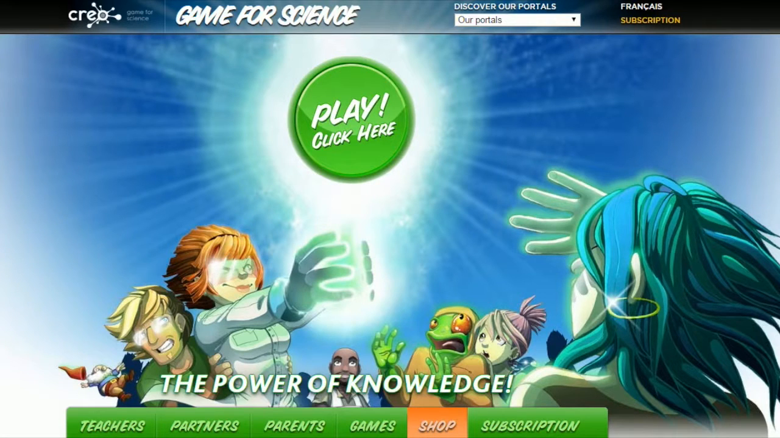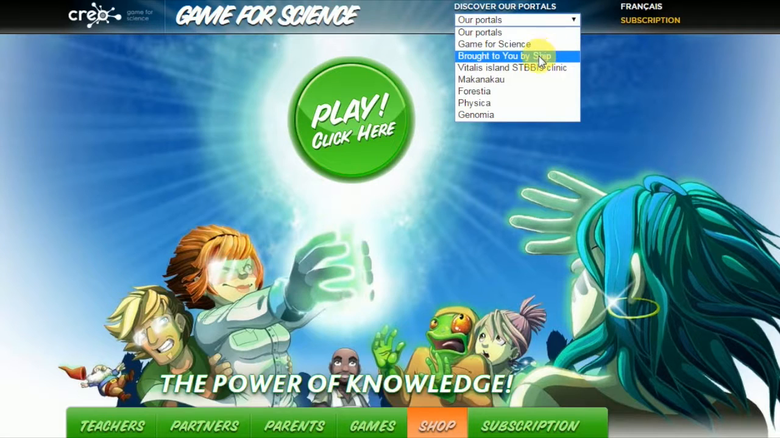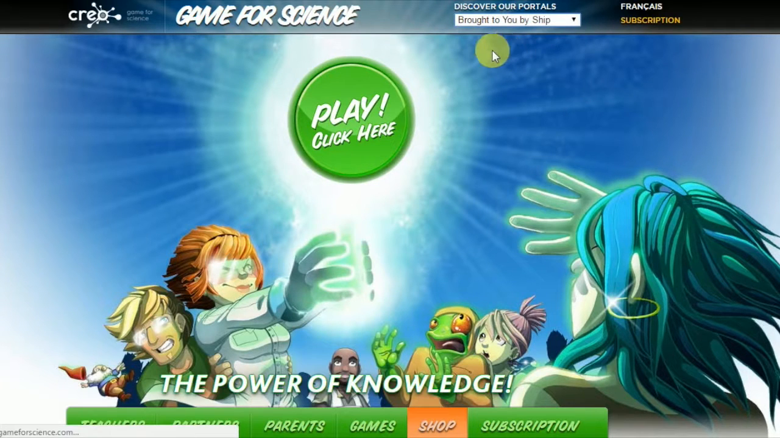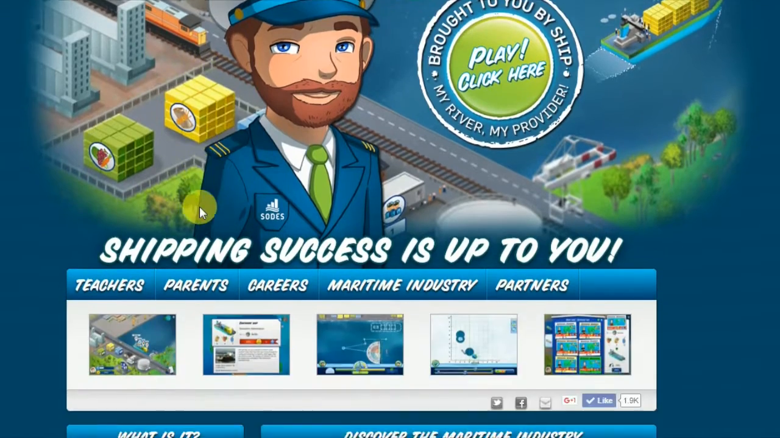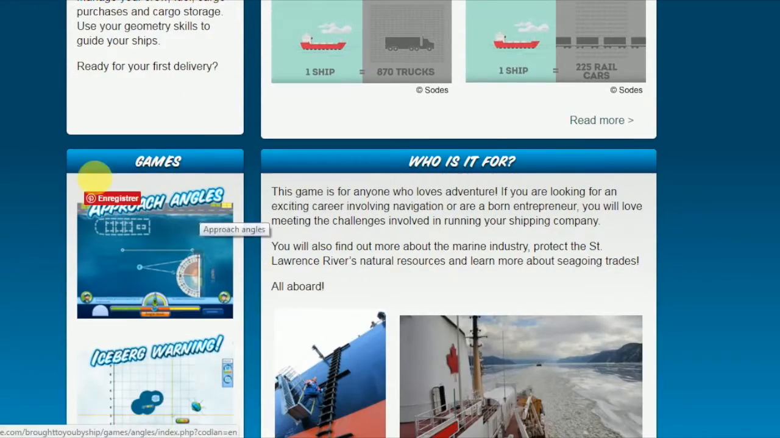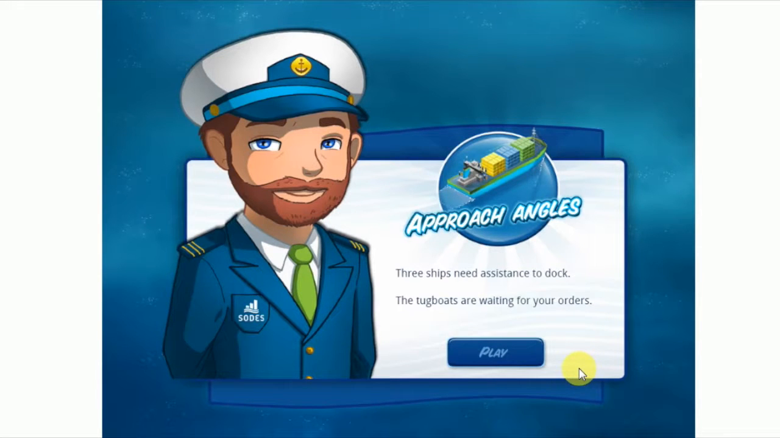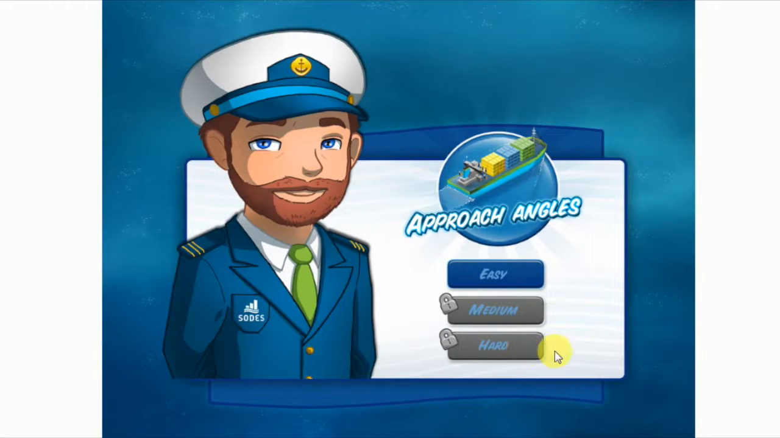Today's tutorial presents the Approach Angles game found on the Brought to You by Ship portal at www.gameforscience.com/brought-to-you-by-ship. The game can be accessed directly on the home page, bottom left. Let's take a look. Students will learn to use the virtual protractor to guide ships into port. Offering 3 levels of difficulty, the game introduces concepts and skills linked to angles.